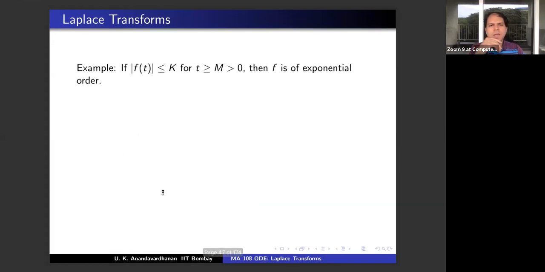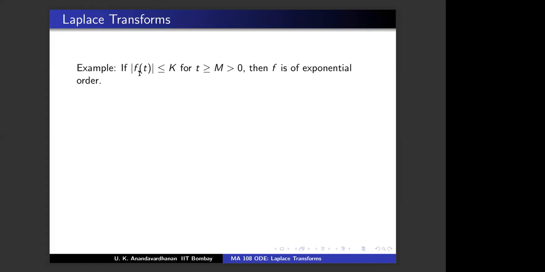First example: if f(t) is bounded beyond a stage, then of course it is of exponential order. It need not be bounded up to a stage. Only in a finite interval 0 to M, it could be unbounded. But after that, if it is bounded by a constant, then it is of exponential order. What is the order of this function?